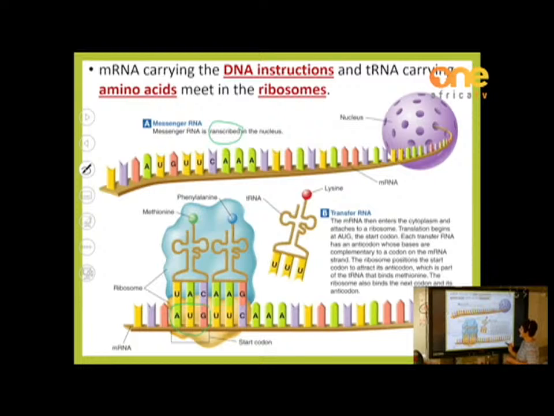The mRNA enters the cytoplasm attached to a ribosome. Translation begins at AUG, which is a start codon. Each transfer RNA, tRNA, has an anticodon whose bases are complementary to a codon onto the mRNA strand. The ribosome positions the start codon to attract its anticodon, which is part of the tRNA, which binds methionine. The ribosome also binds to the next codon and its anticodon.